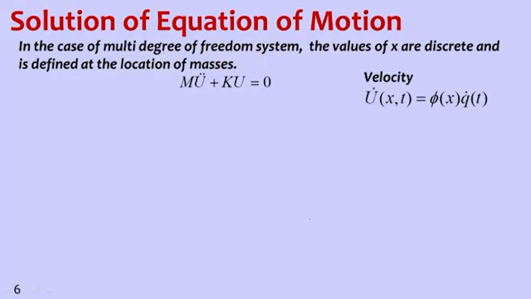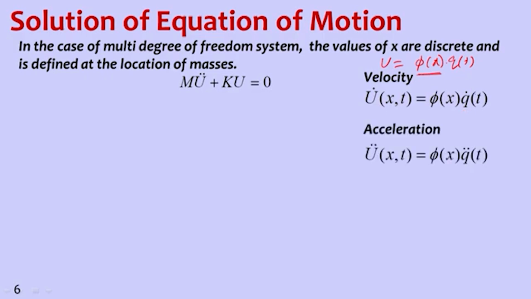So now, if u is equal to phi of x and q of t, how do we define velocity? We differentiate it once. Since phi is a space quantity, we cannot differentiate it, it will remain there. Then q becomes q dot of t. Then acceleration, u double dot of x comma t, is equal to phi of x times q double dot of t.